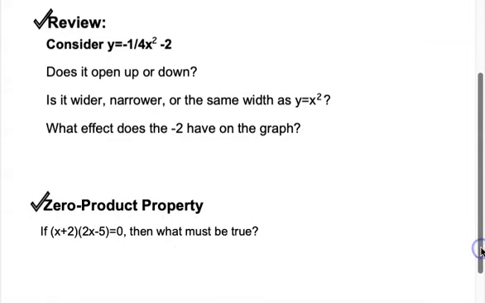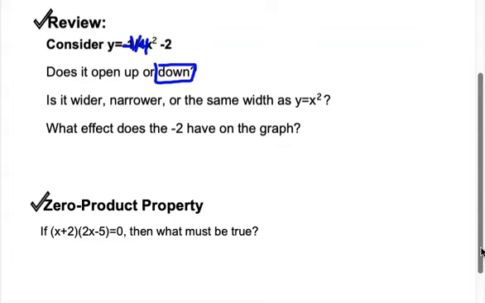First, some review. We're going to consider the equation y equals negative 1/4 x minus 2. First question is if it opens up or down. This one will open down because the number out front is negative. Okay? The number out front does two things. It determines if it opens up or down, and it determines if the graph will be wider, narrower, or the same width as x squared.